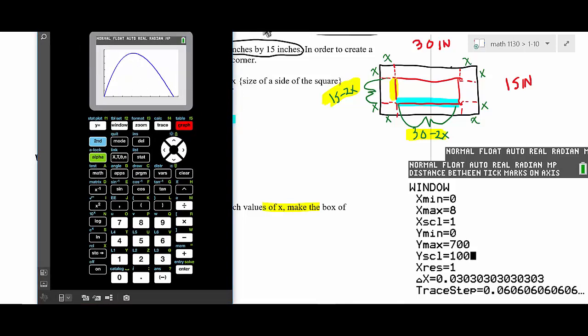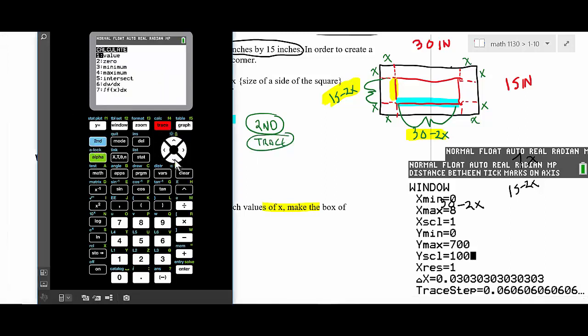So the way you do this, and I'll write down the keystrokes, write them down if you need to. You do second, and then you do the trace button. So you go second trace, and then you're going to go to number 4, which is going to find a maximum. You don't estimate. You let the calculator get the exact answer for you like that. Okay, so you want to go there. When you're on 4, just press enter.